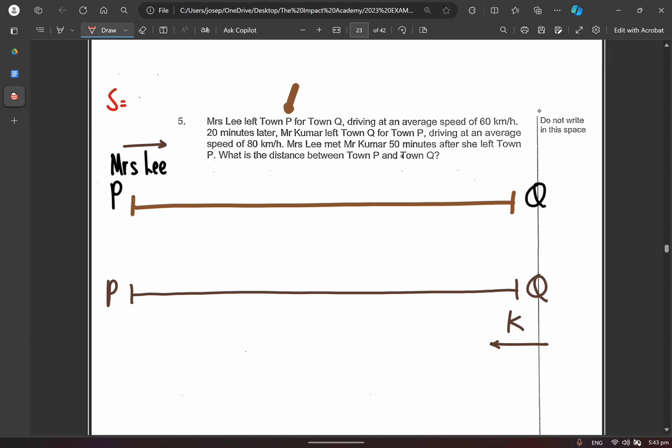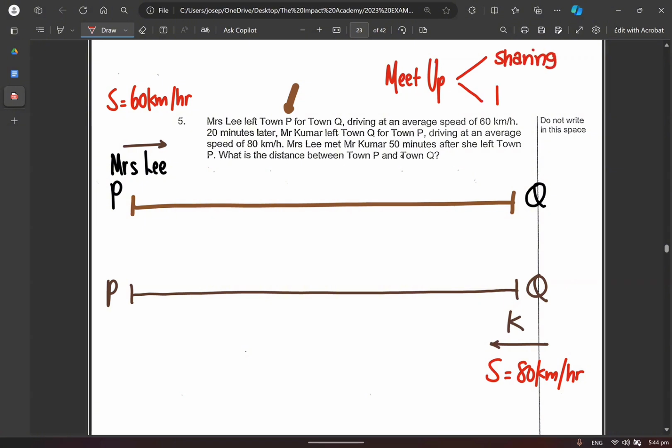We say that her speed is equal to 60 kilometers per hour. Make sense? And Mr. Kumar is going at a speed of 80 kilometers per hour. So from here itself, what concept is it? I believe this is like a meetup. True? Under meetup, there are two types. The first one is sharing, more of a sharing kind of concept, which is quite easy. The other one is where we have to use difference. I will not tell you which one first. As we go on, you will see why it is difference or why it is sharing.